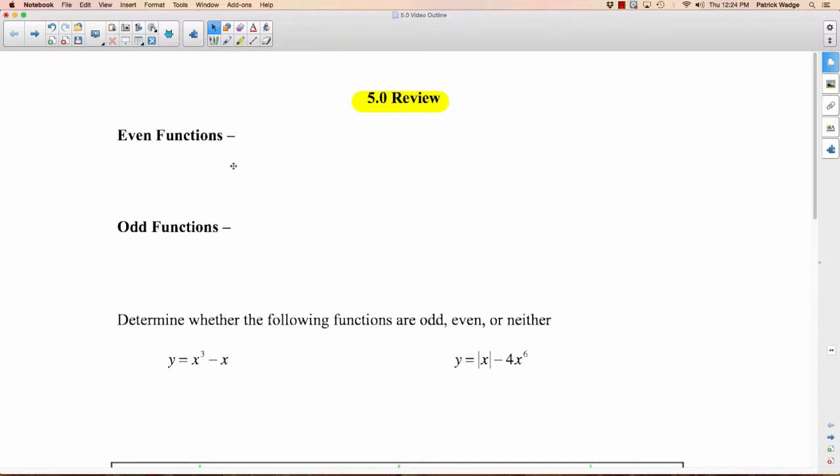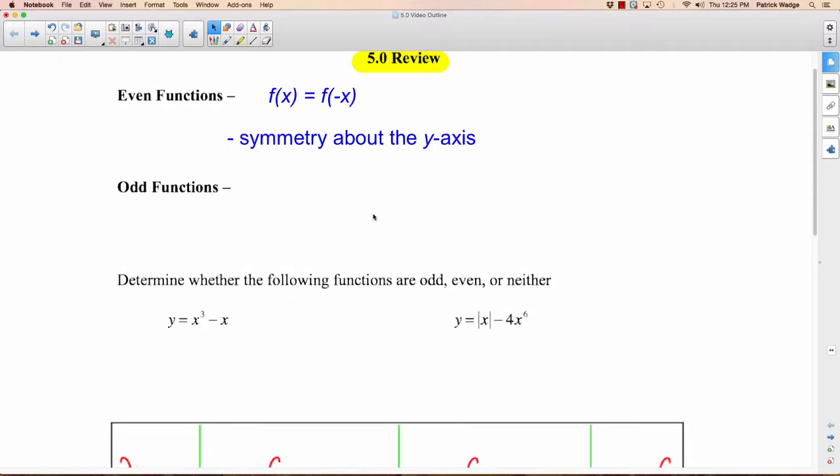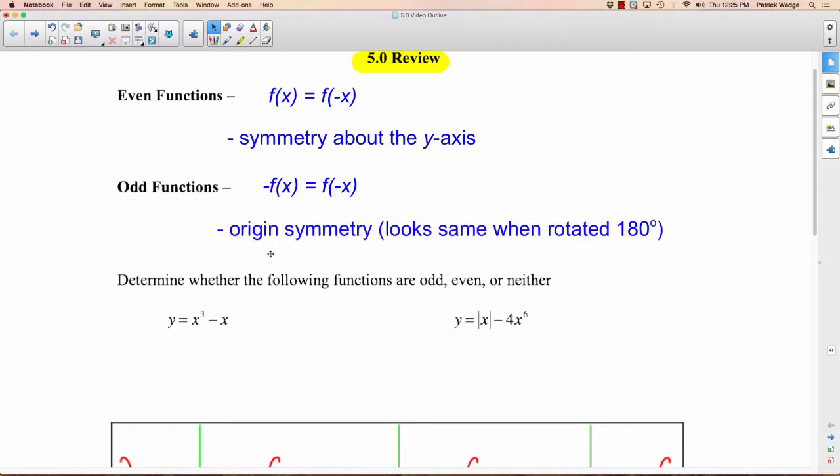We did this at the start of the course, and what you might remember is with even functions, what needs to be true is that f of x is equal to f of negative x. And there's symmetry about the y-axis if you were to graph it. I'll give you some examples in just a second, but let's go on to odd functions. With odd functions, what's true is that negative f of x is equal to f of negative x. And odd functions have origin symmetry. So the graph looks the same when you rotate it 180 degrees.